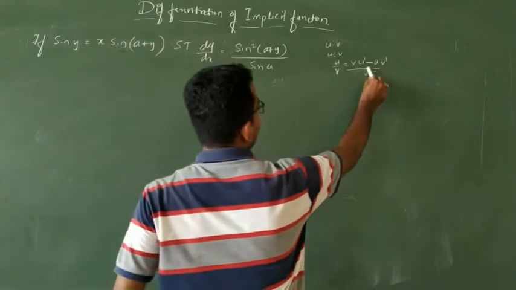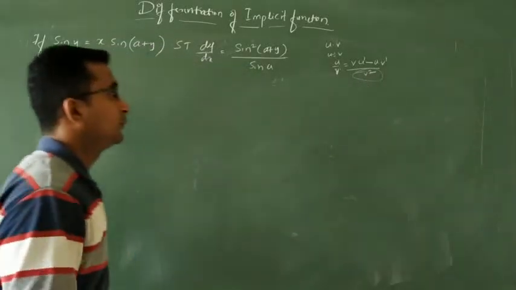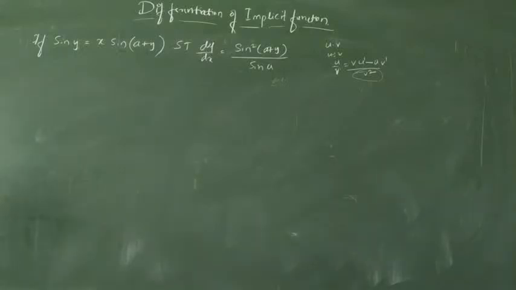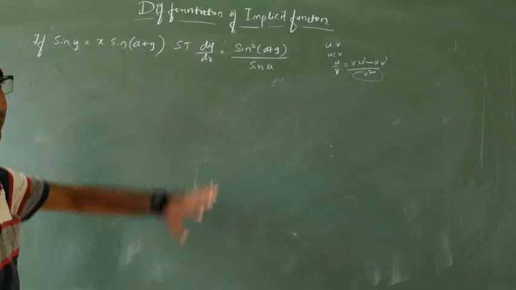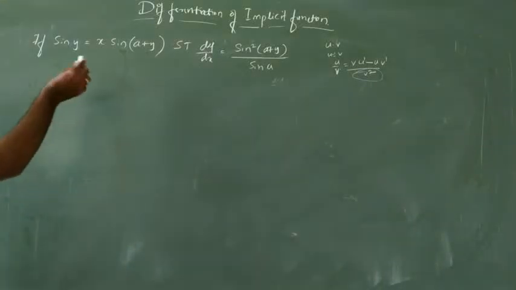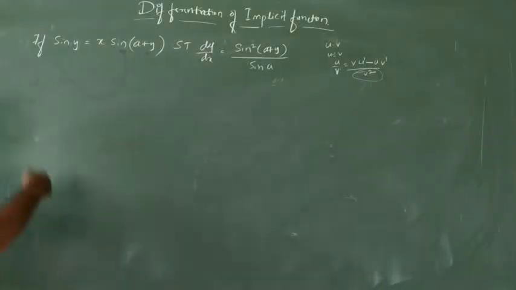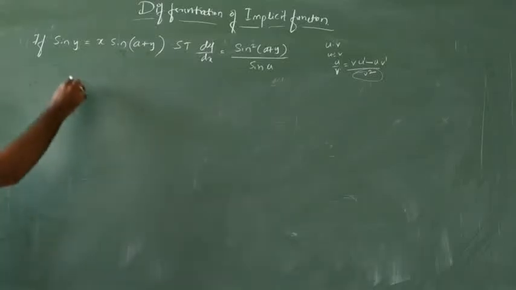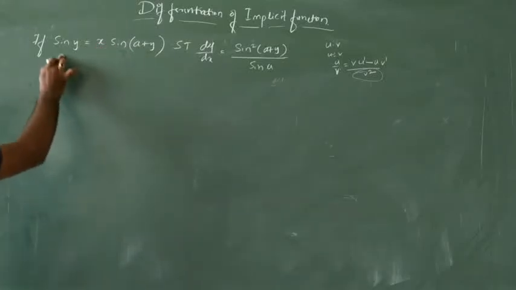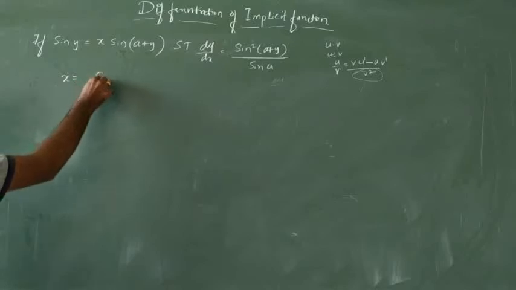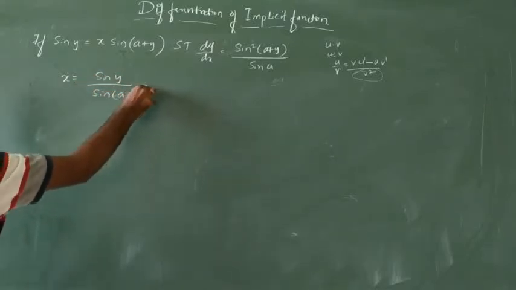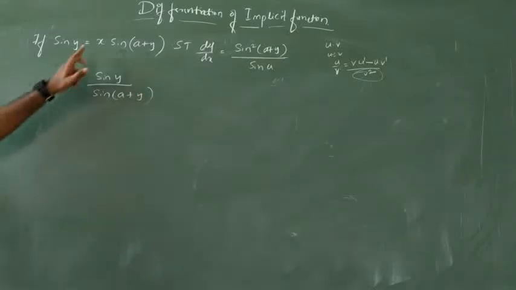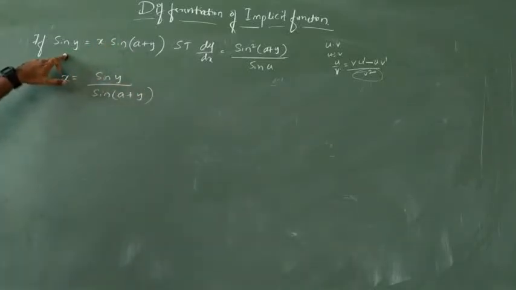So if I take the v to the denominator, then it is becoming v square. So I will solve it this way, taking one more term. This is the simplest way. If I keep this x here, taking sin of a plus 1 to this side and keeping x here, so sin y divided by what? Sin of a plus 1. If I keep x here, I get sin of a plus 1 in the denominator.